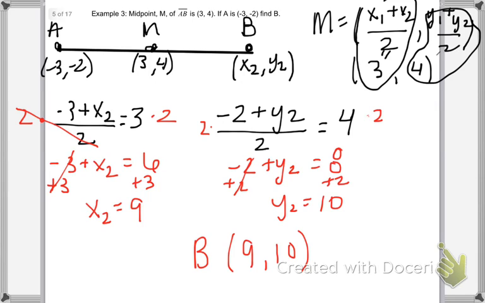Again, we used our midpoint formula because we knew what the midpoint was. We substituted in the values that we did know. We knew our x1 and our y1. And then we solved for our variables that we don't know, the x2 and the y2. Go ahead and take a minute, pause the video, and practice this next example.